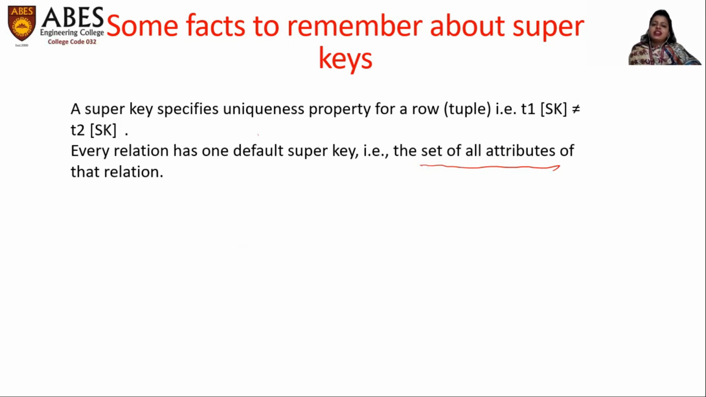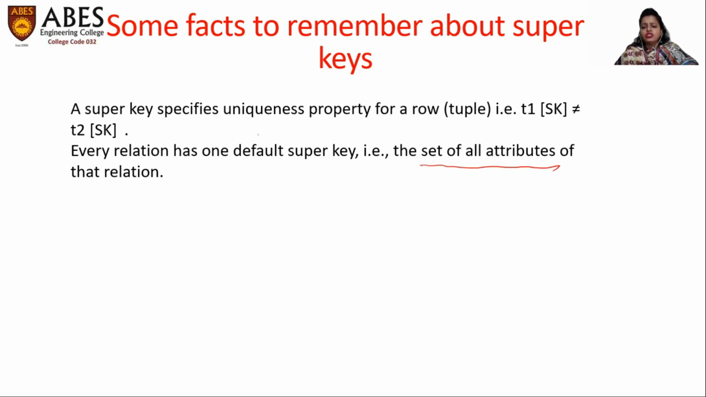Why are we saying that at least one default key will be there? Because in certain situations, you may have a column that is not able to uniquely identify the tuple alone. In that case, you take one more attribute. And even if you have two columns and the tuple is still not uniquely identified, then you take more attributes.